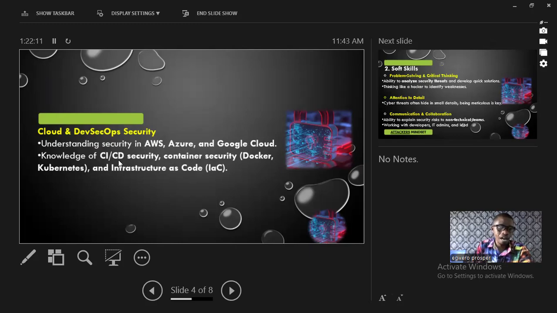Knowledge of what? CI and what? CD what? Security. Container security, which means what? Docker, Kubernetes, and what? Infrastructure as what? Code. So all these are technical basic skills that we need to have.